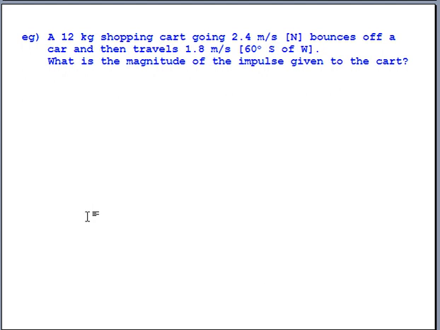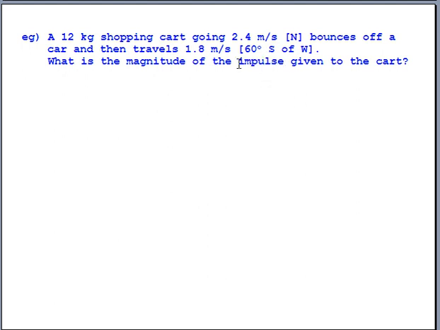A 12-kilogram shopping cart is going 2.4 meters per second north, and unfortunately it bounces off someone's car, and afterwards it's going 1.8 meters per second, but at some awkward angle, 60 degrees south of west. And they're asking for how big, that's all that means, the magnitude. How big is the impulse given to the cart by that bumper of the car?